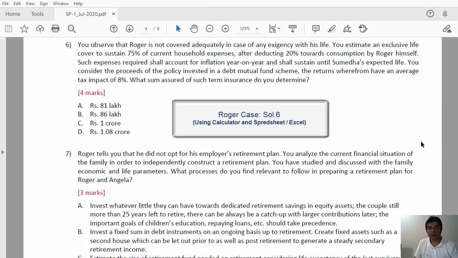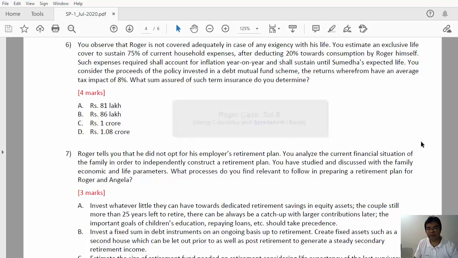Hi, let's take the next question for Roger, which is question number 6. On the screen you can see question 6, which is based on insurance planning. It talks about what should be the adequate cover for Roger.